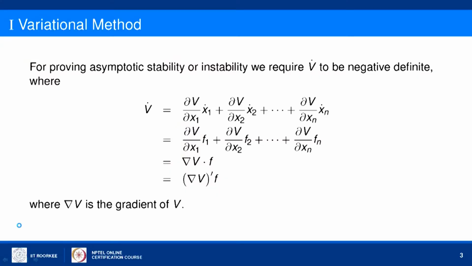For computing the Lyapunov function, we require the derivative with respect to t, which is defined like this: v dot equal to del v by del x1 into x1 dot plus etc., and x1 dot, x2 dot etc. are the dynamical system equations. So, x1 dot is replaced by f1, x2 dot is replaced by f2 etc. Ultimately we get dv by dt equal to del v dot f in the vector notation, where del v is the gradient of the function v. Now our aim is to find a Lyapunov function v.